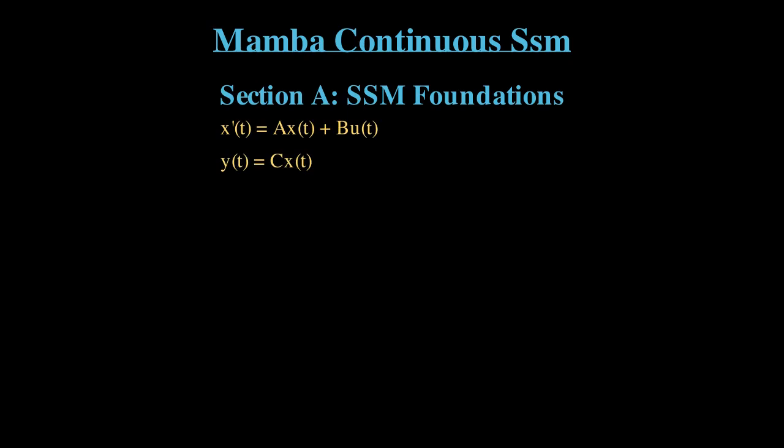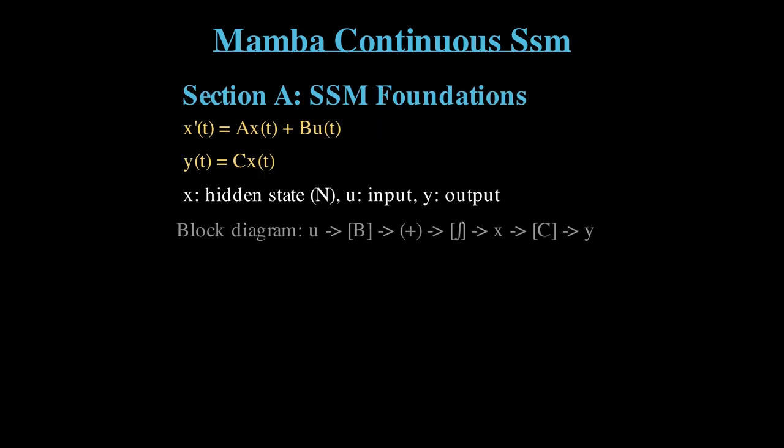Here, u is our input, like a token embedding. x is the hidden state, a vector of dimension N that acts as the system's memory. And y is the output. The matrices A, B, and C define the system's dynamics. A is the state transition matrix, B maps the input into the state, and C maps the state to the output.